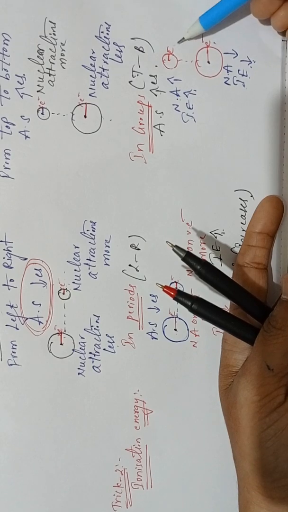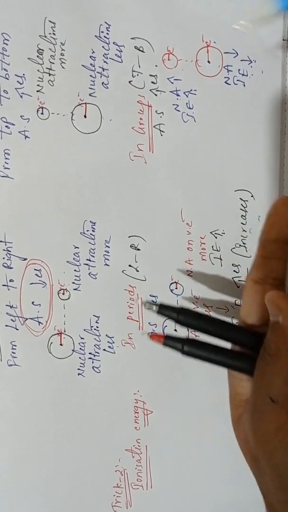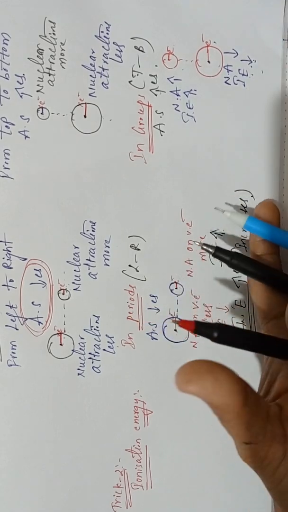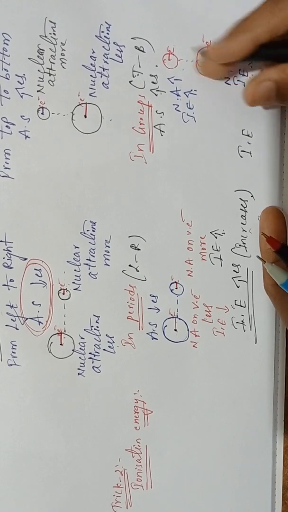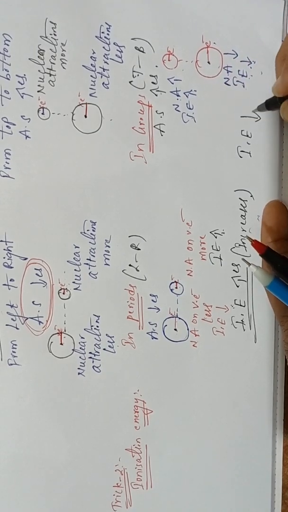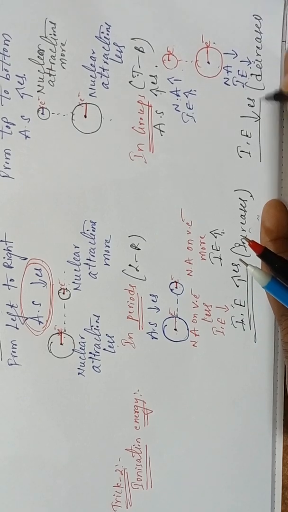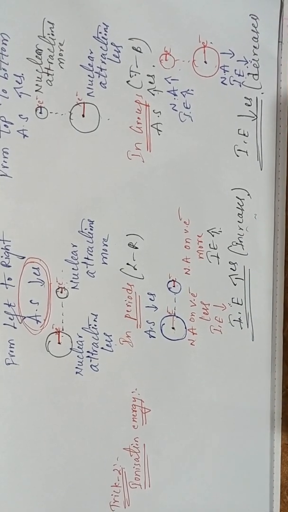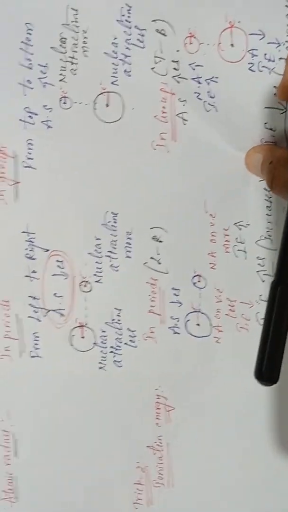Now top to bottom, what happened? It is big, it is small. Big to small is nothing but decreases. So finally, ionization energy from top to bottom decreases. Clear? Decreases, students. So this is trick number 2. Now we are going to discuss trick number 3, that is electron affinity. Now see, students, electron affinity, trick number 3.